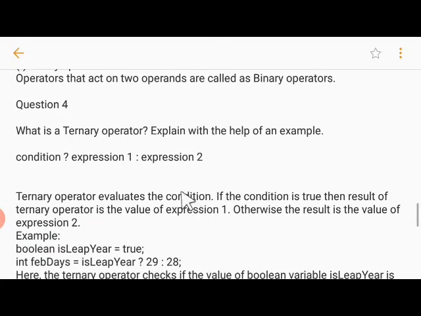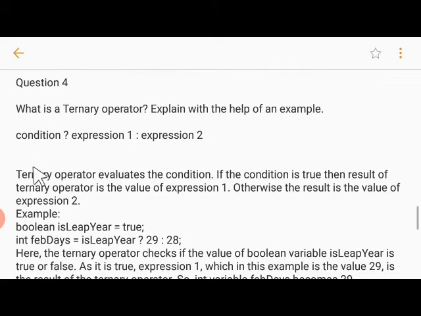Alright. After that, what is the ternary operator? After unary and binary, it's time to learn the ternary operator. Let me explain with the help of an example. You can see here a condition is written, a question mark is there, expression 1, expression 2. So this is an example. But which one is the ternary operator? The question mark and this colon sign. When we combine these, we call it the ternary operator.